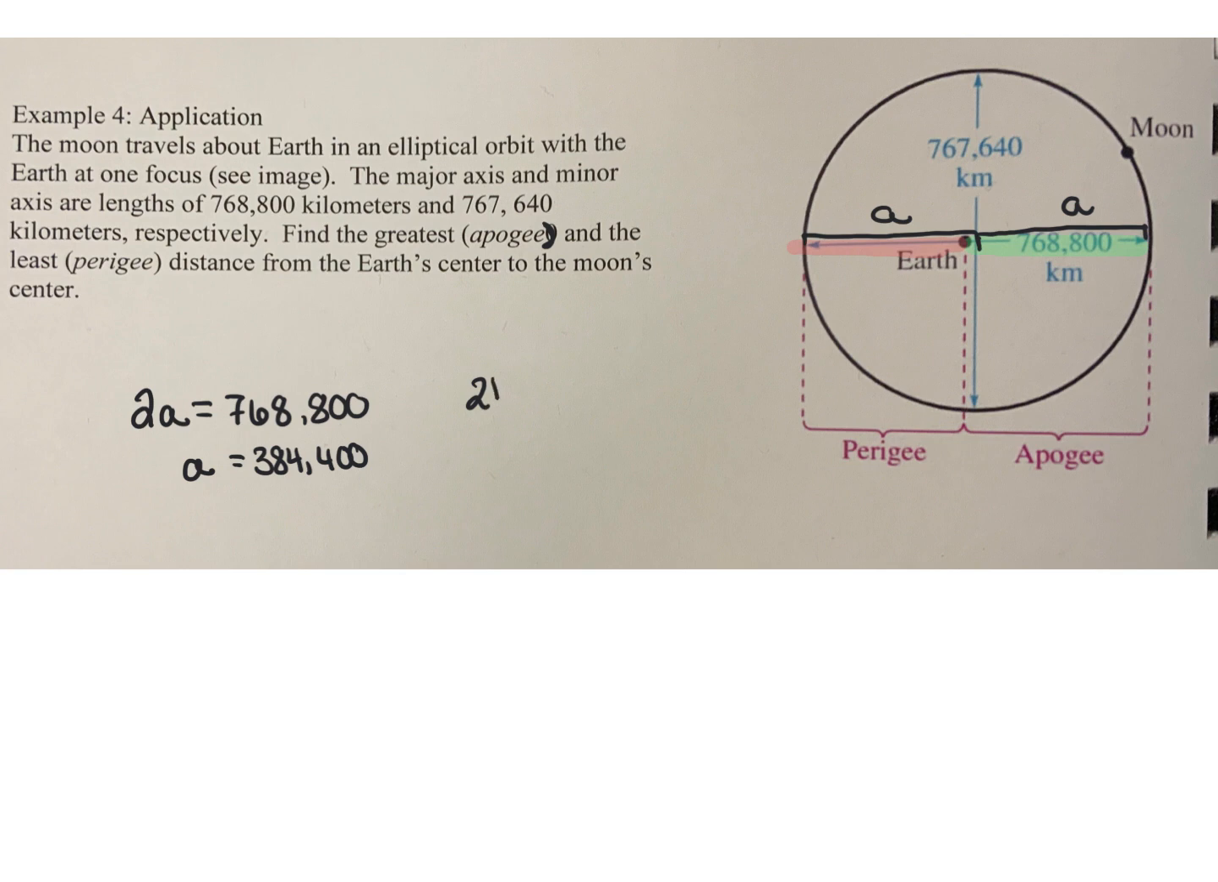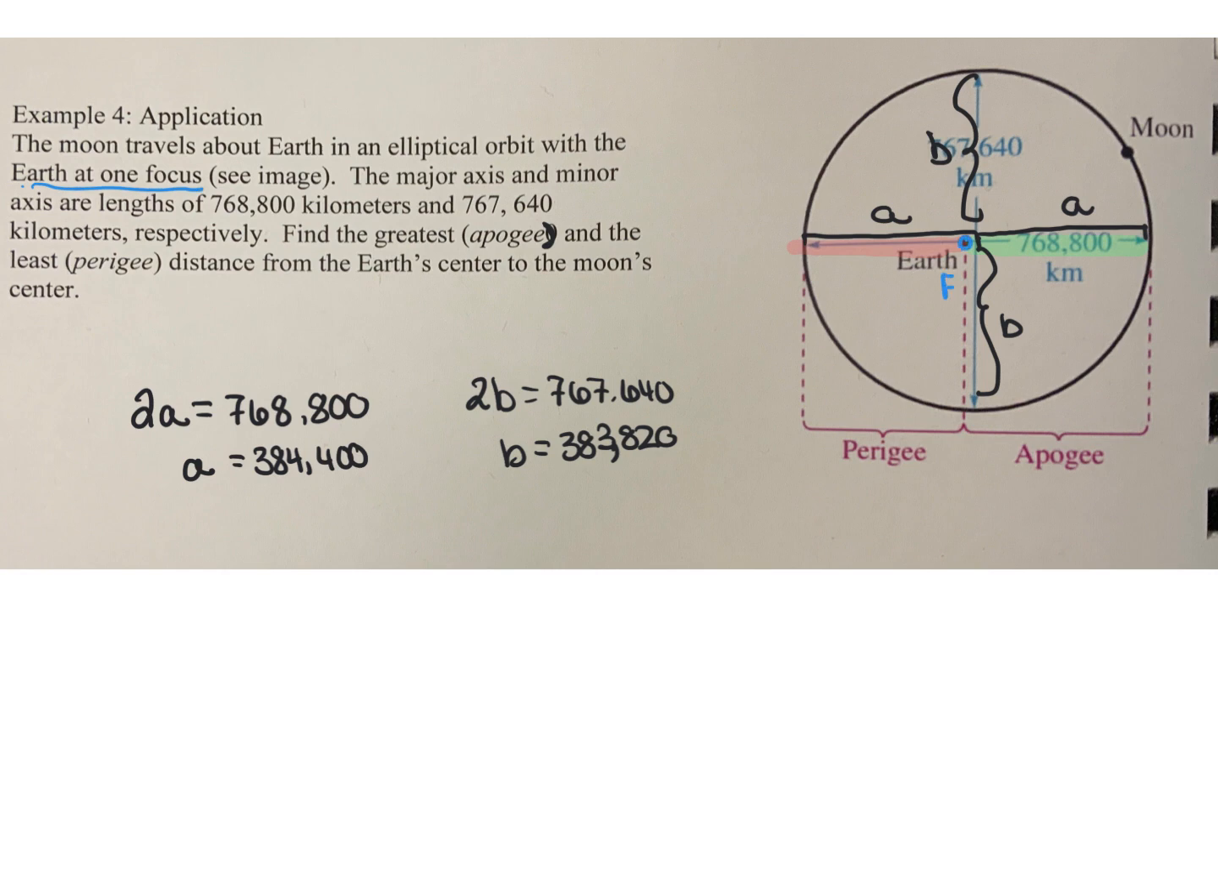They also tell me the length of the minor axis is 767,640. So I can divide by 2 and get b. B is going to be 383,820. That's this distance. This is b, and this is b. It says something very important. It says that the Earth is at one focus. So this Earth dot is a focus.